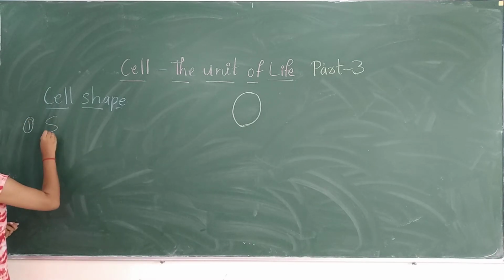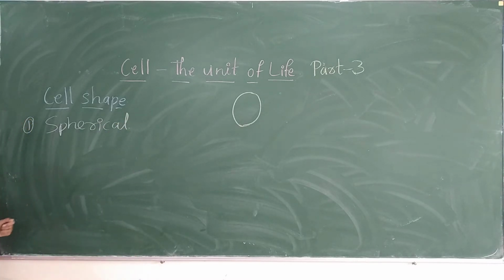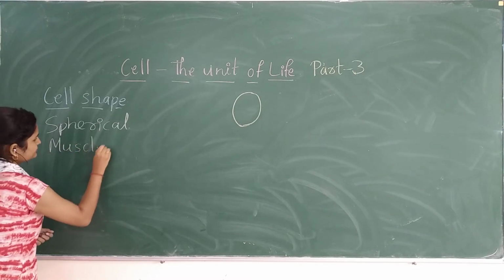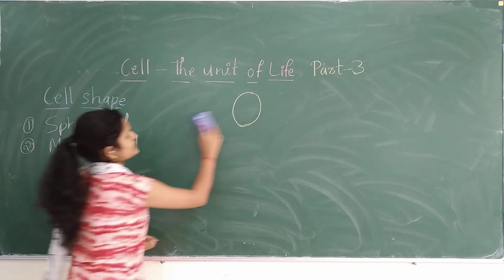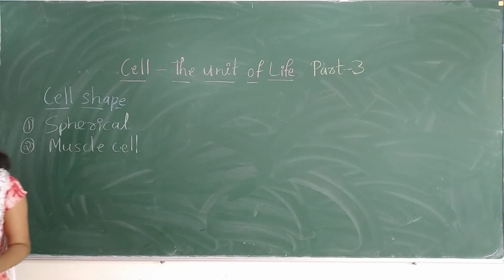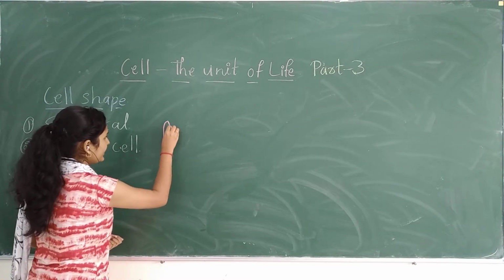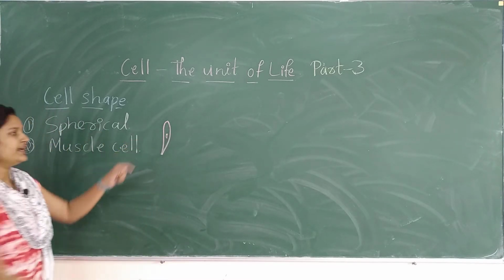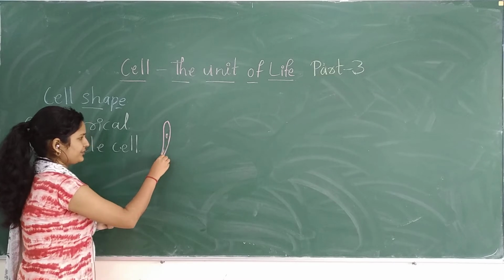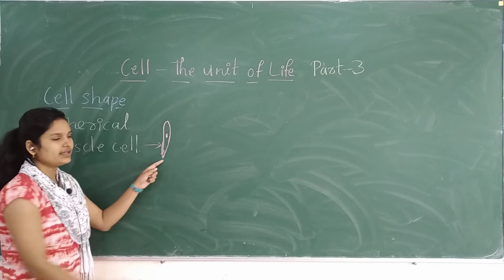In that, the first one we know is spherical or a kind of oval in shape. So when we study the muscle cell, how does it look? Its structure differs again here. It's a kind of elongated structure we can see. The muscle cells will be like this.